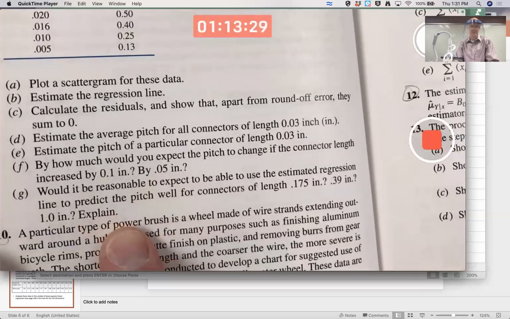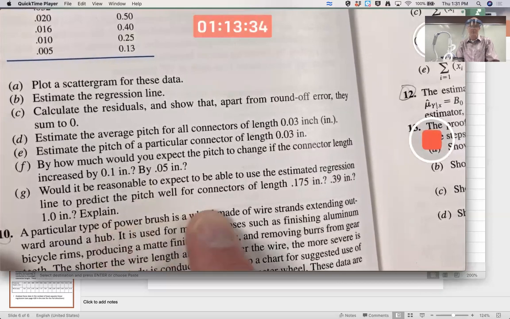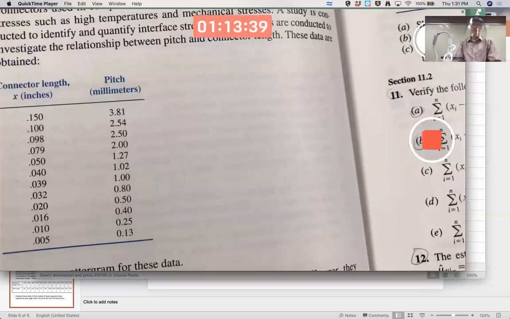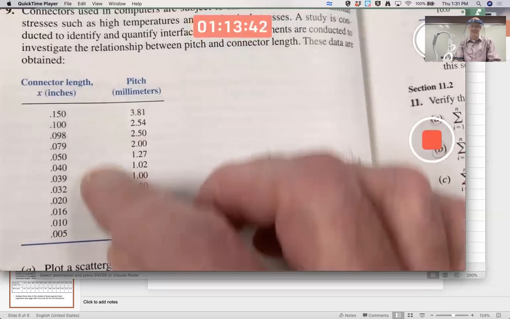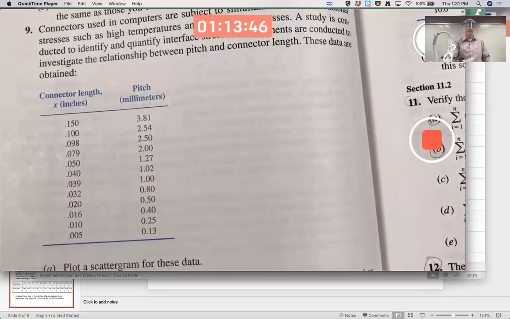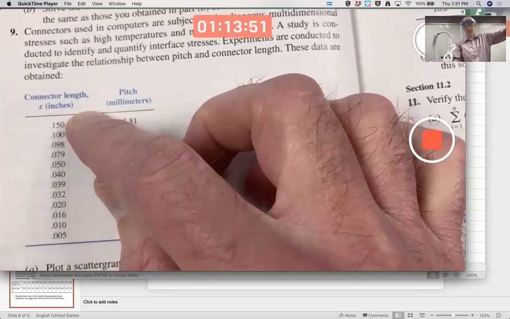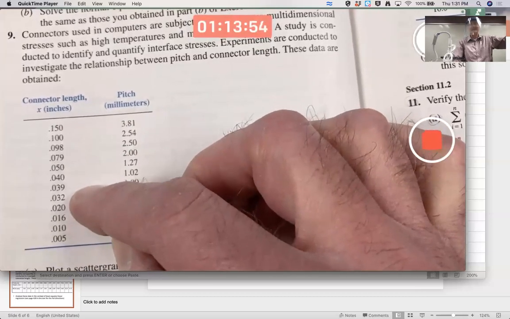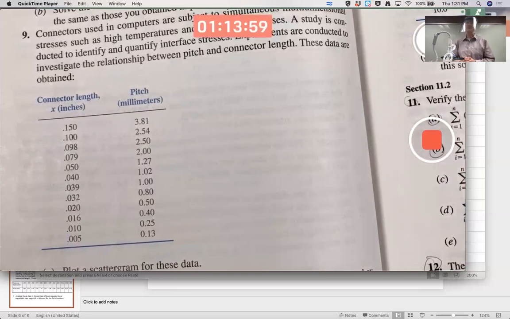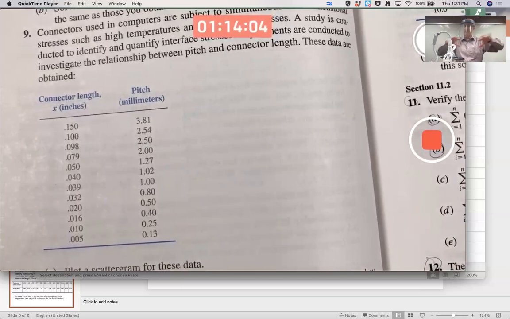Part G, would it be reasonable to expect to be able to use the estimated regression line for pitches for lengths in this range, 0.175 inches through 1 inch? Those are all outside this data set. That's extrapolation. It seems reasonable if x is not too much bigger than this, but if x is up to 1 inch, that seems pretty far higher than these. And so I'd say it's getting a little bit unreasonable when x gets larger and larger. Okay, even though the trend was so strong. Things can go wrong if you extrapolate too far.